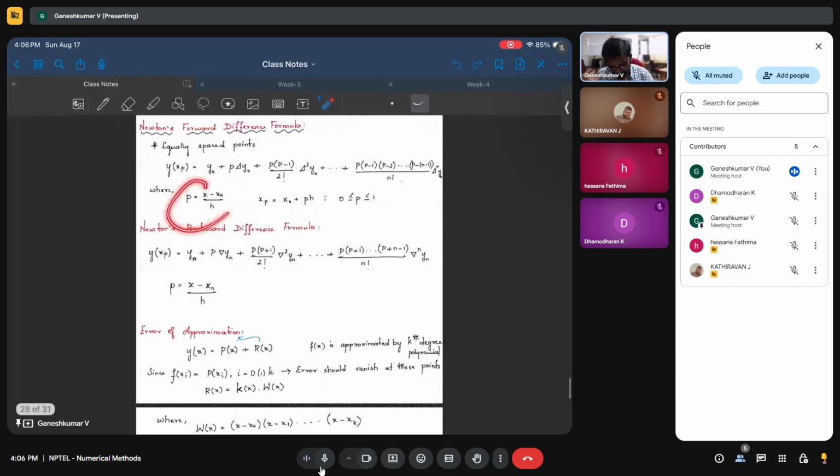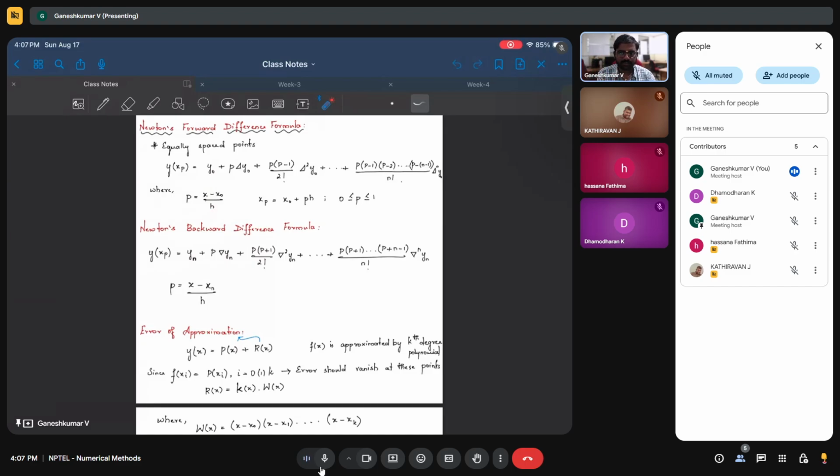Similarly, the p here is x minus x naught by h. X is the value that we are interpolating for. So you will be given a set of x values, and you will be asked to find the function value for one x value, which will be somewhere between these set of values, where you need to do interpolation. So x is this, and h is this, equally spaced.